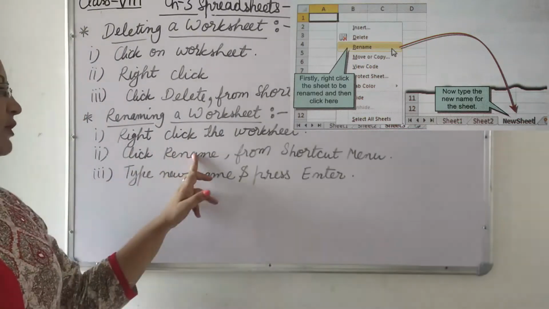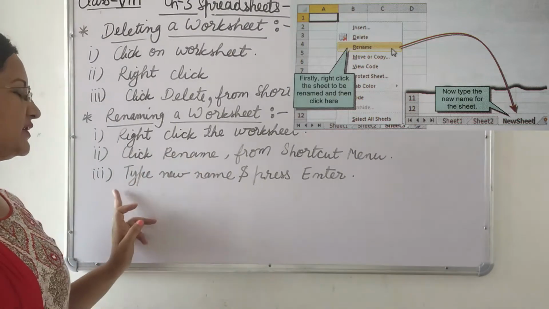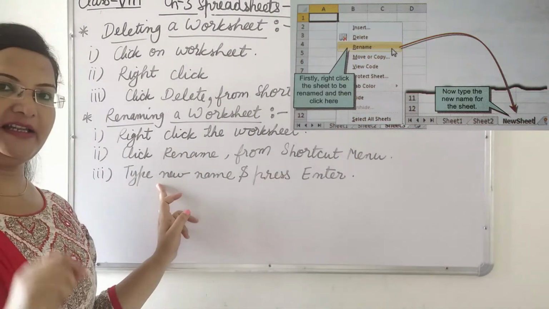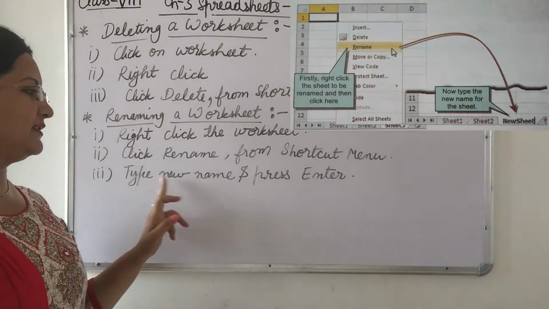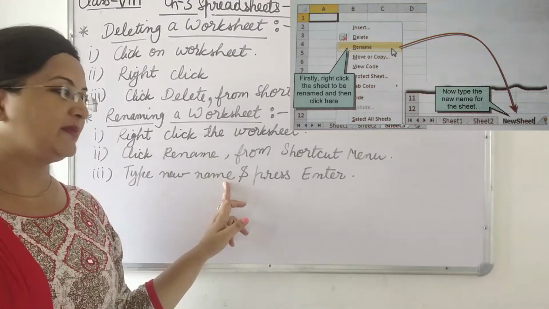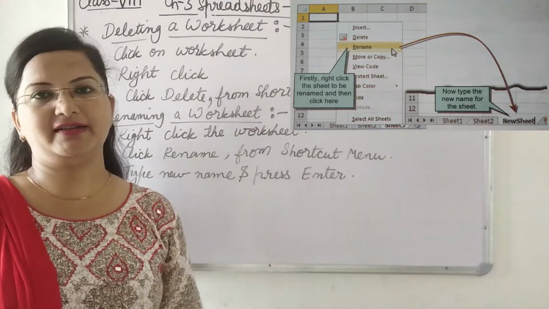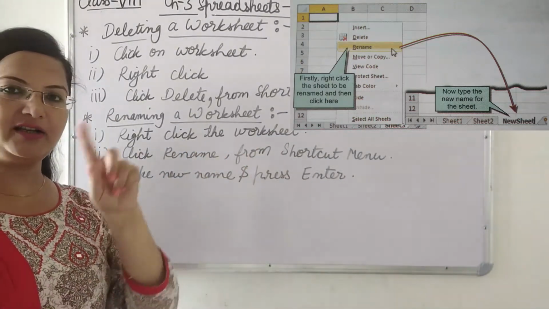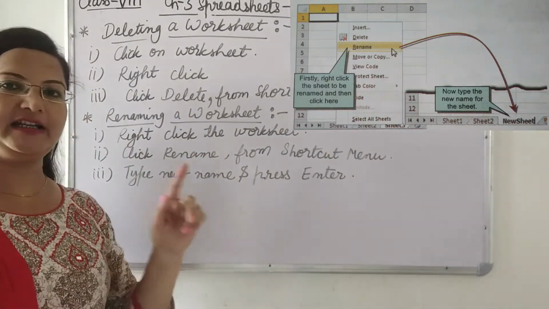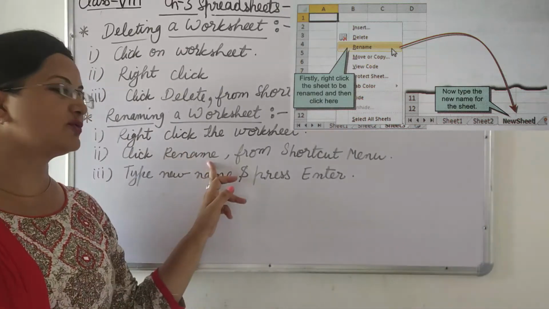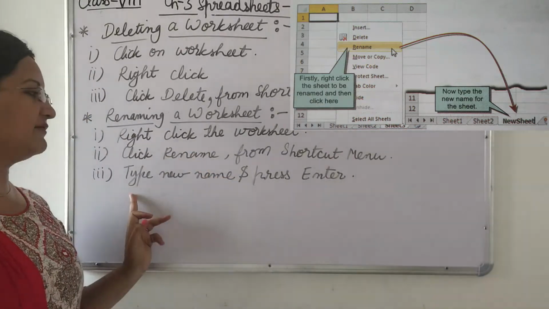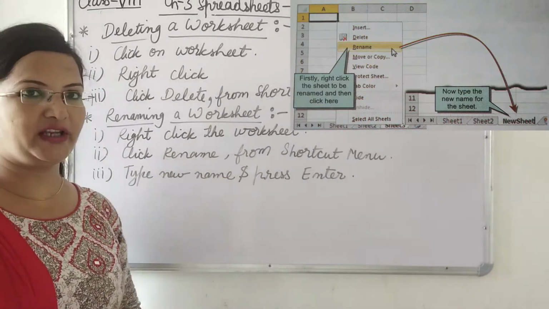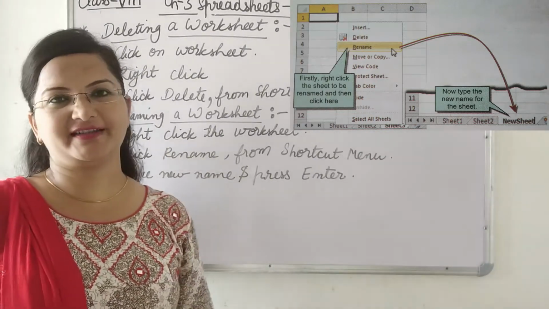So when you click on the rename option, the name will be highlighted. That means now you are able to type the new name, and then you have to press enter. Got it? How to rename? Right click the worksheet, then a shortcut menu will appear. In that shortcut menu, you have to choose the rename option. Then after that, you have to type a new name, and then you have to press enter.